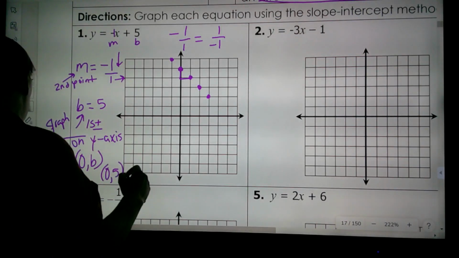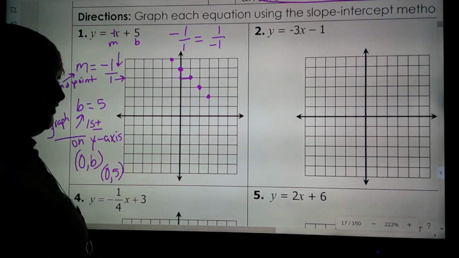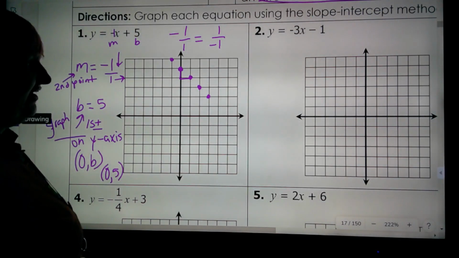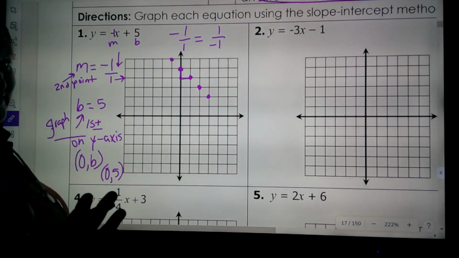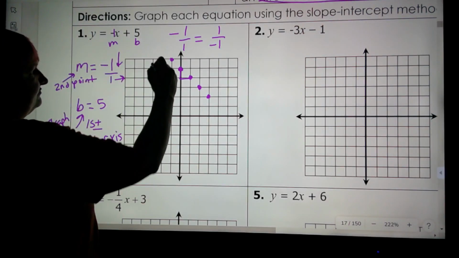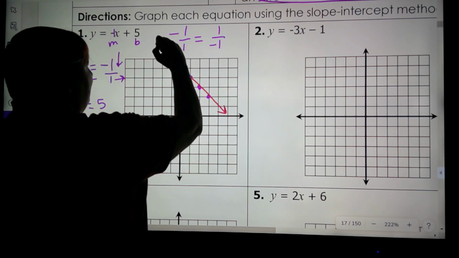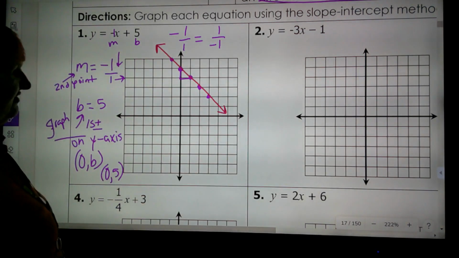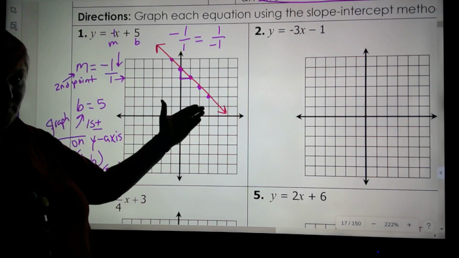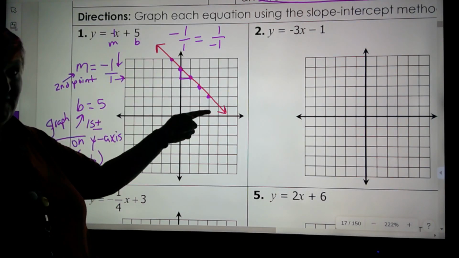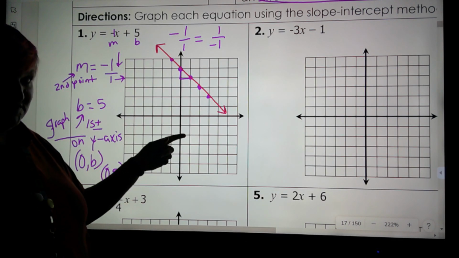But once you have your points, technically you only need 2 points to make a line, 3 if you want it to be straighter. You go through the points and you put arrows on the end. It extends through the points with arrows on the end. This is important, ladies and gentlemen.